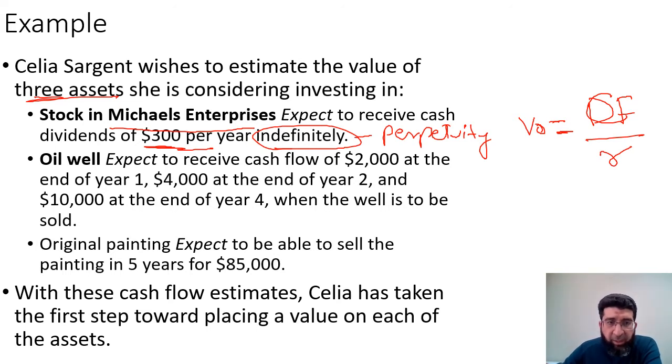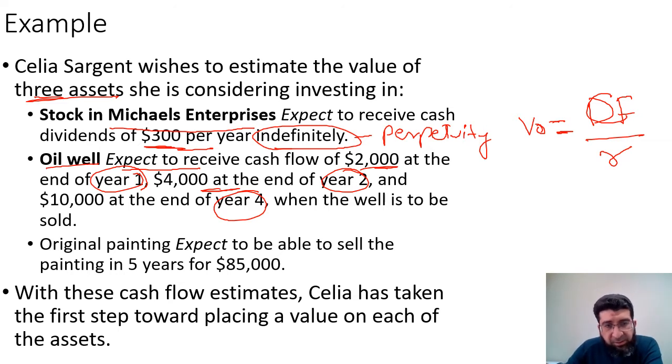Then we have the oil well, the second alternative, which expects to receive cash flows of 2,000 at the end of the first year, then 4,000 at the end of the second year, and 10,000 at the end of the fourth year when the well is to be sold. So these are the different cash flows on the timeline, and we have to discount all these cash flows using the discounted cash flow model.